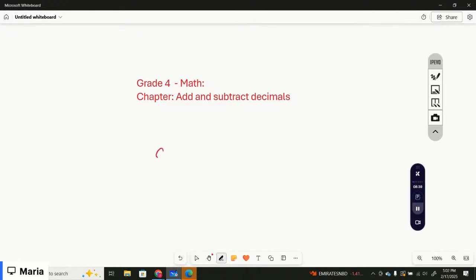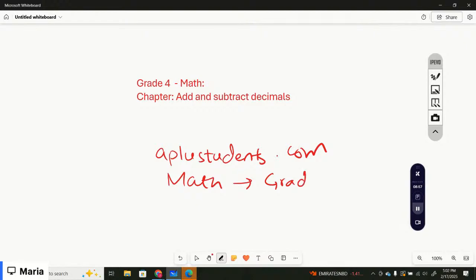You can find all the lessons on aplusstudents.com. You have to log in there using your email address and password as provided by the administrator. Then you have to select math from the subject tab. Scroll down to grade 4 math and then click on view all lessons. There you can find the list of the chapters. We're going to start with the chapter Add and Subtract Decimals.